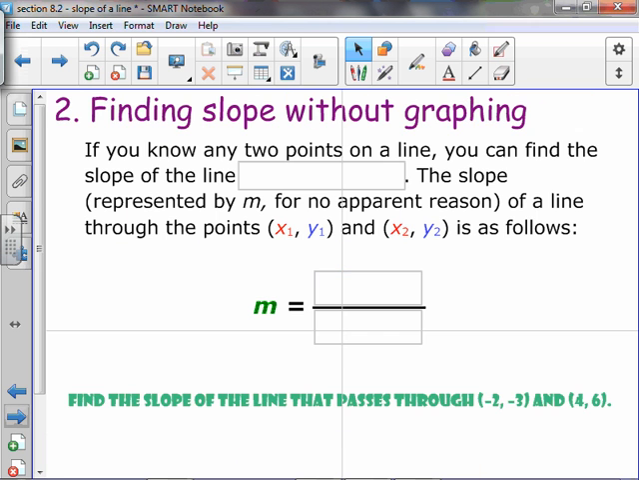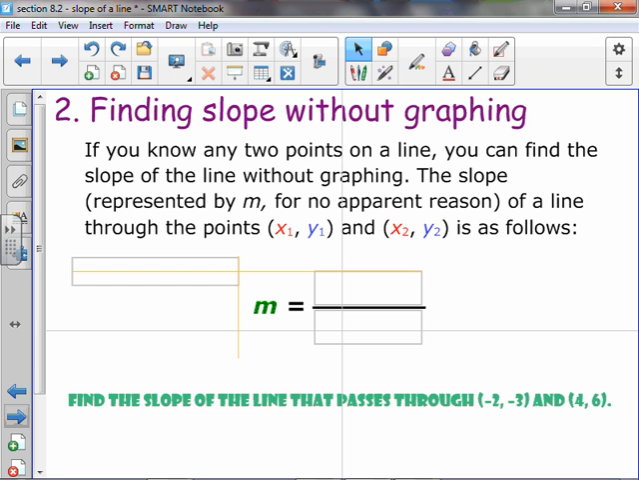Finding slope without graphing. Okay? So the first example we did, we were trying to find the slope, and we had a graph, and we were able to count how far up and how far over, our rise and our run. It turns out that we don't actually need to do this because we have a slope formula. As long as I know 2 points on a graph, I can figure out the slope of my linear equation. If you know any 2 points, you can find the slope of the line without graphing.